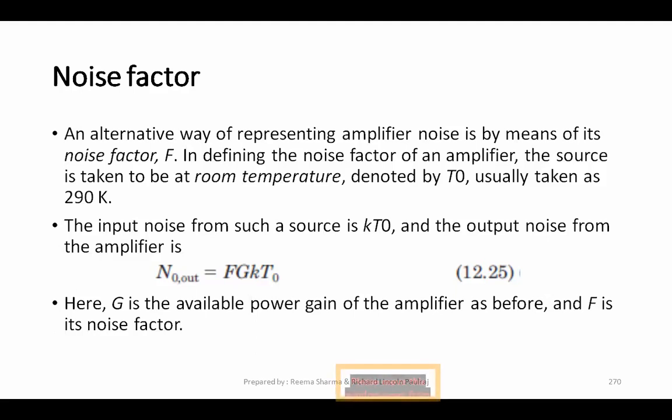Now you can see the input noise from the source is k T naught, and the output from the amplifier, the noise we can come out with, is the noise factor F, G is gain, then k, and then T naught, where T naught is your room temperature. G is the available power gain of the amplifier as before, and F is the noise factor.